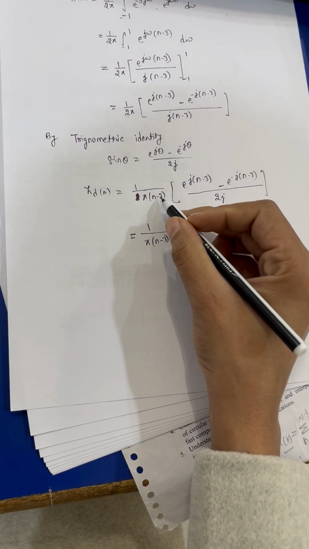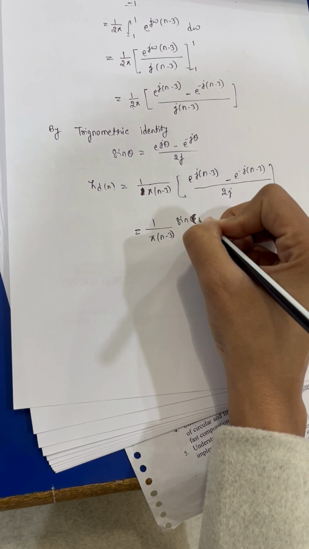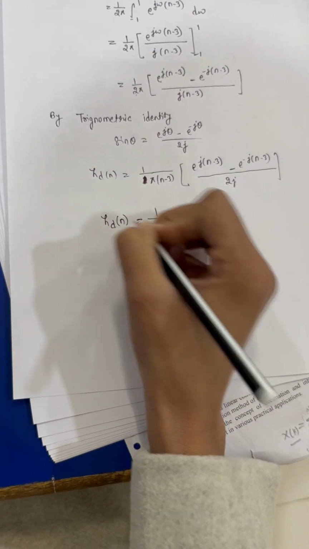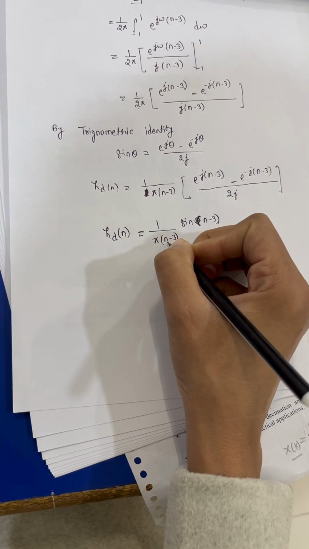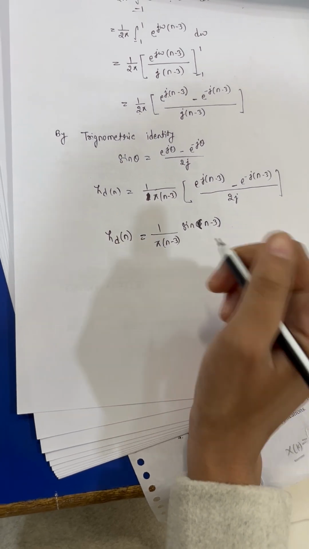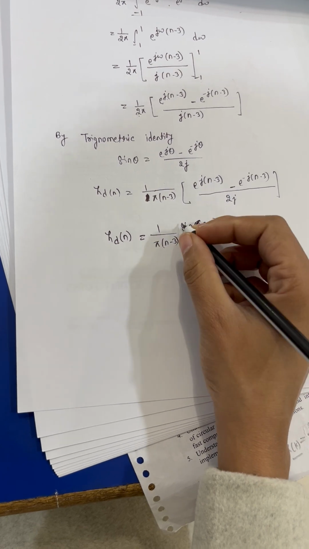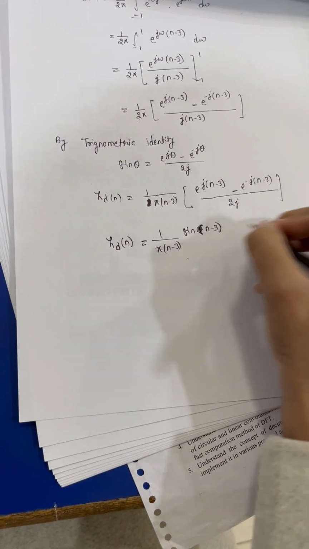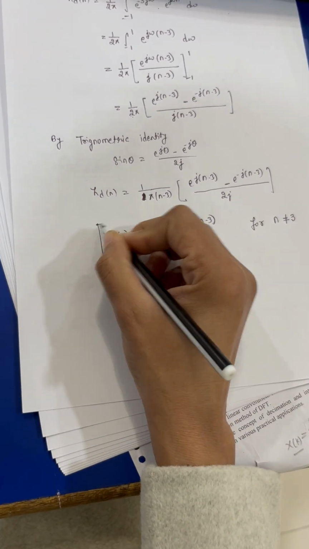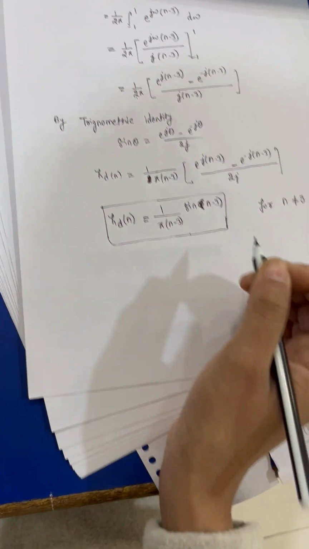But what is the value of theta? In place of theta, write here n minus 3. So this is the desired sample response, but when n equal to 3, because the length of the filter is n equal to 0 to n minus 1, that is 0 to 6, when we put in this equation n equal to 3, it will go 0 by 0 form. So this solution is valid for n not equal to 3. This we also use for all the values 0 to 6 except n equal to 3.